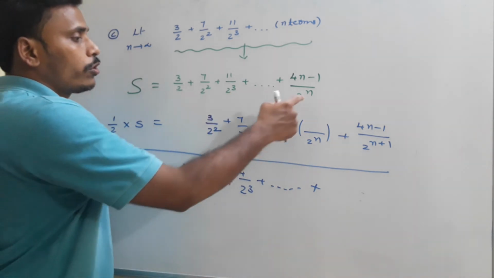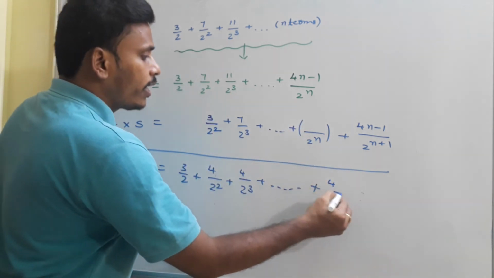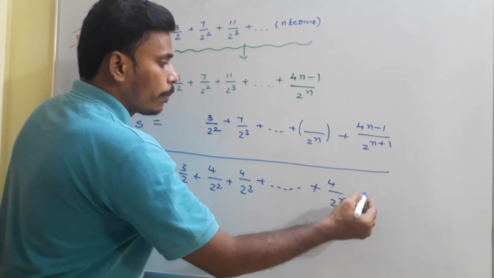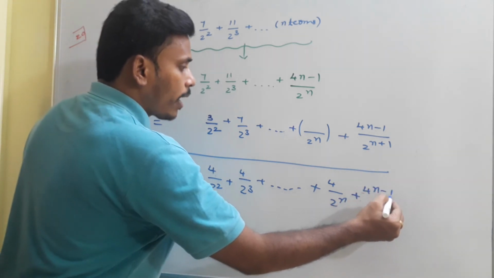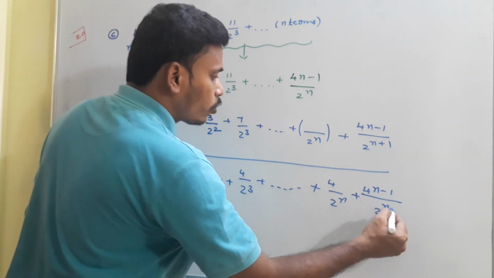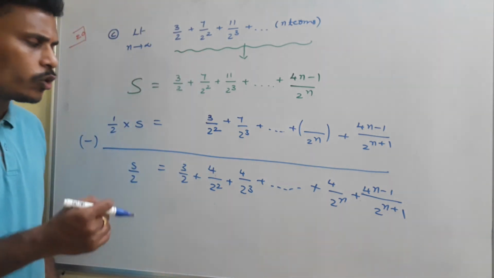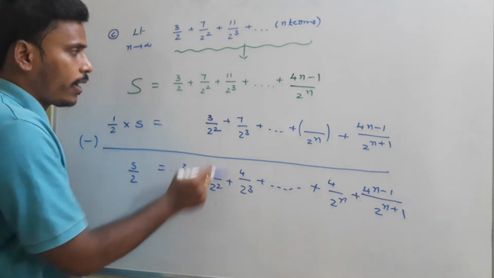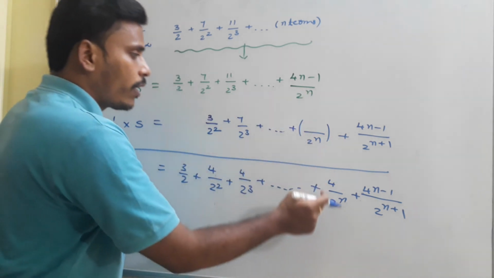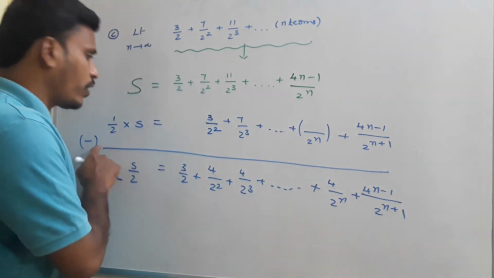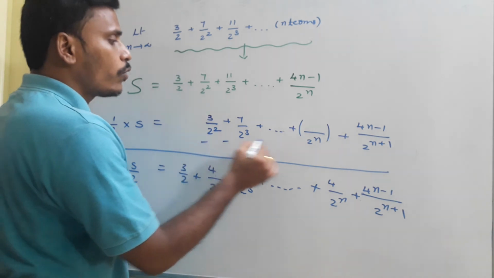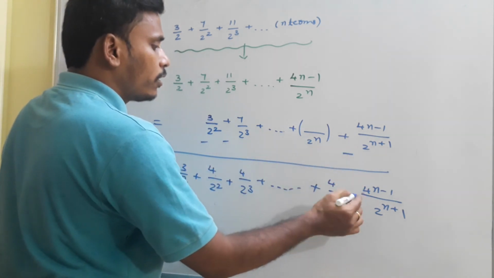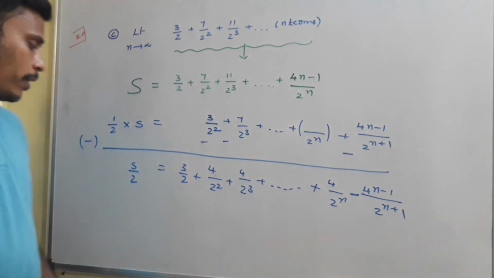See, this is 2 cube, this is 2 power n, right? Again, you will get 4 by 2 power n plus (4n minus 1) divided by 2 power n plus 1. It's a very usual way of simplification. Starting from this, 2 square, 2 cube, 2 power n, and this term you will get; as we are doing subtraction, the signs will change, so you will get a minus sign here. Okay. This is S by 2.